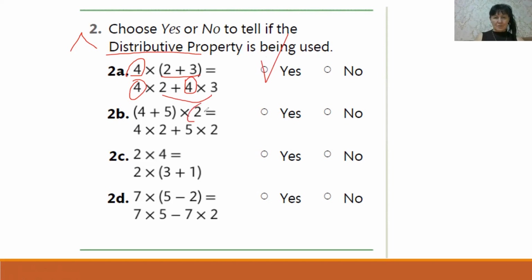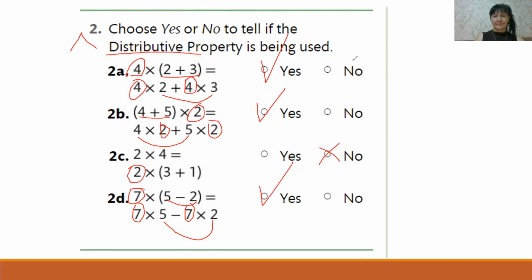Here you can see factor 2 and 4 plus 5. Here you can see the same factor 2 and 4 plus 5. Yes. Okay. Here we can see 2 by 3 plus 1. So this is not, you cannot see the same division like here. Okay, and the last one. You can see 7 and 5 minus 2. Here also you can see 7 and 5 minus 2. Yes.